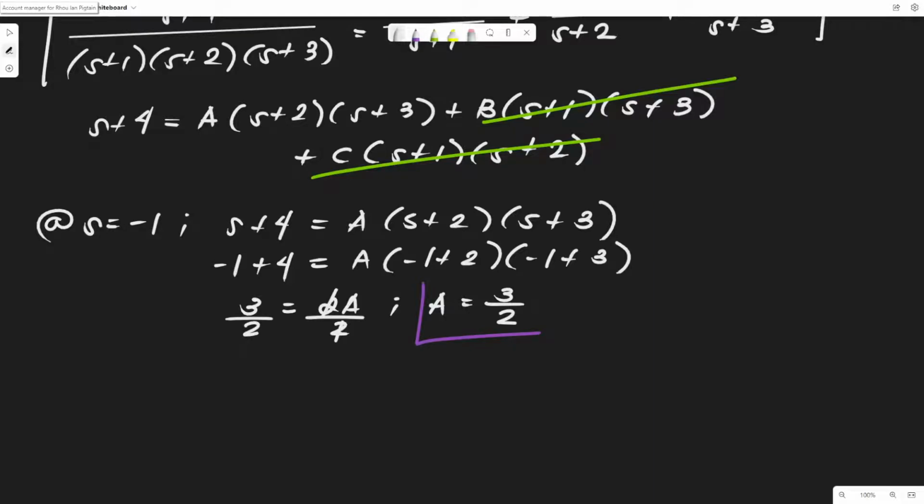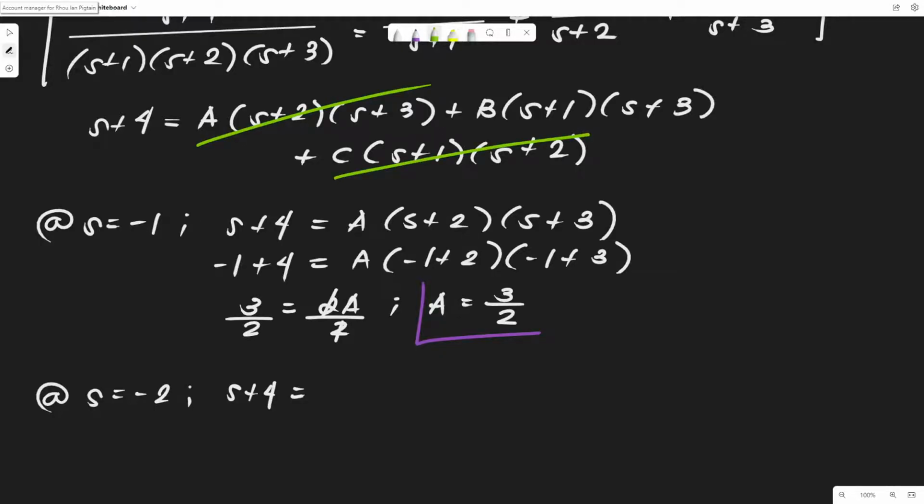So, next. Jump tayo sa pangalawang multiple. At s is equal to negative 2, magsisiro yung s plus 2. So, at s is equal to negative 2, we have s plus 4 is equal to, lahat ngayon, kung kanina yung may s plus 1, lahat ngayon yung merong s plus 2. So, we have a and c, sila yung makakancel. Ang maiiwan ngayon is si b naman. So, we have b is equal to s plus 1 times s plus 3.